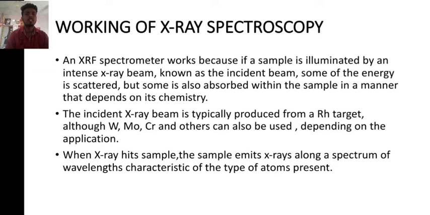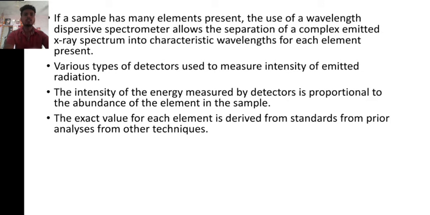When X-ray hits the sample, the sample emits X-rays along a spectrum of wavelengths characteristic of the type of atoms present. If a sample has many elements present, the use of a wavelength dispersive spectrometer allows the separation of a complex emitted X-ray spectrum into characteristic wavelengths for each element present. In X-ray spectroscopy, various types of detectors are used to measure intensity of emitted radiation.